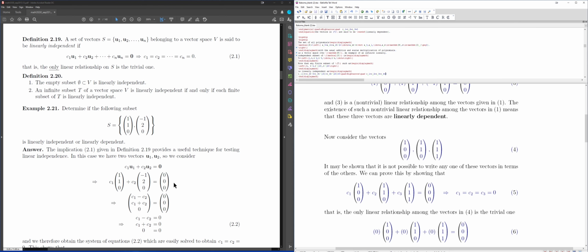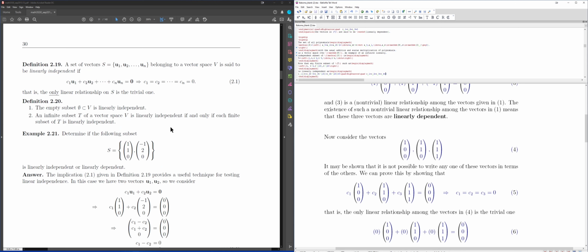So let me show you all the details in this example. I'm going to do the same thing for this example. I have this subset here, which is a subset of R3. I want to determine if it's linearly independent or dependent. The criterion that I use is this criterion over here. You're going to form your vector equation, so you form this left-hand side, and then you solve this vector equation and see if this implication is true.